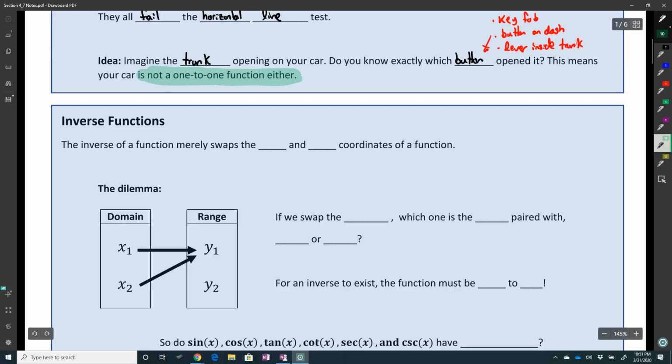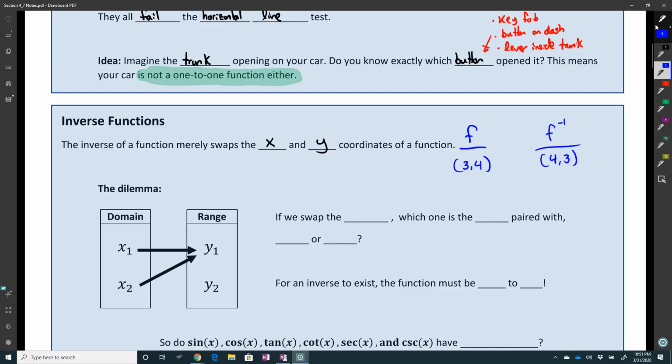So let's go to inverse functions. Inverse functions merely swap the x and y coordinates of a function. So if we had the point, let's say, 3, 4 on f, then on f inverse, which you would write like that, you would have the point 4, 3. All it does is swap the points.